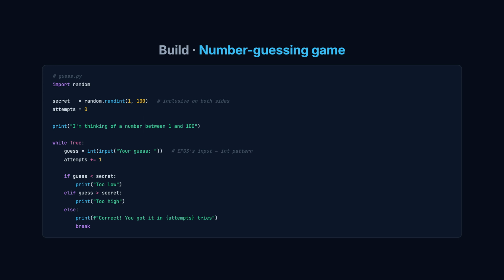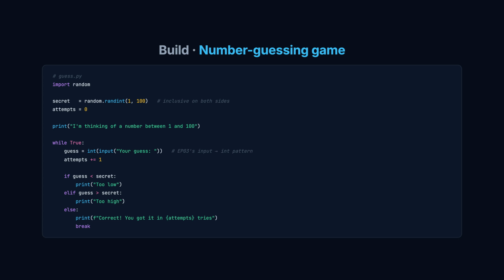15 lines, every concept from this episode. Line 1. Import the random module from the standard library. Random comes with Python, no installation needed. Line 2. secret = random.randint(1, 100). Randint returns a random integer between 1 and 100, including both endpoints. Different from range, which excludes the upper end. Randint is inclusive on both sides.